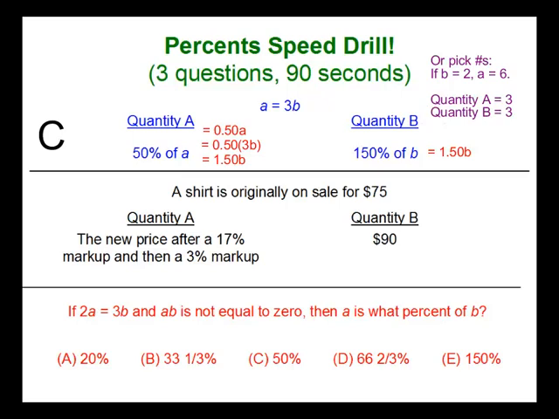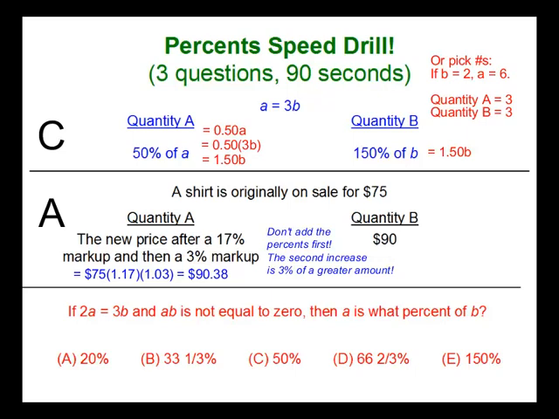All right, next one, another shopping question. Originally, shirts on sale for $75. Strange store, marking it up instead of marking it down. 17% markup and then a 3% markup after that. Now, if you do a fair amount of shopping, you know this is a retailer's trick. Any second discount is taken off of a smaller amount. Likewise here, the second markup is a markup on a larger amount. So you cannot just add the percents and say, oh, that's a 20% increase overall. Don't add the percents first.